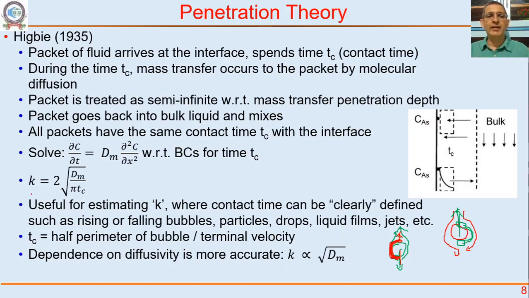And another advantage is this theory predicts a more accurate description of how the mass transfer coefficient K depends on diffusivity. If you increase the diffusivity by a factor of 4, the mass transfer coefficient will only increase by a factor of 2. That's more realistically observed. Okay.